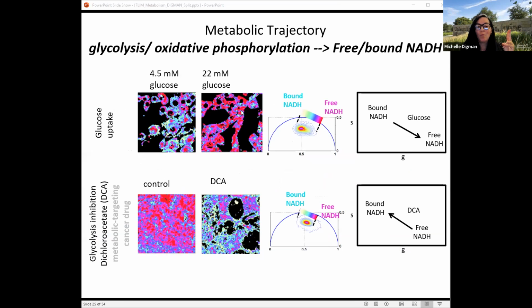So the cells become more glycolytic. They go from oxphos, normal respiration, to a more glycolytic state. You have more glucose in there, and they become highly glycolytic. And under dichloroacetate, remember, this is a drug that targets cancer cells. These cancer cells are highly glycolytic. You see more pink pixels here that are indicative of free NADH, and you can revert them to a more cellular respiration, slowing down their proliferation, their cell division.